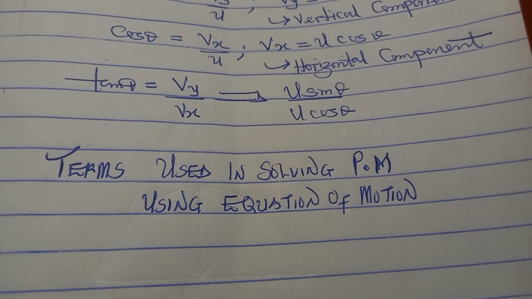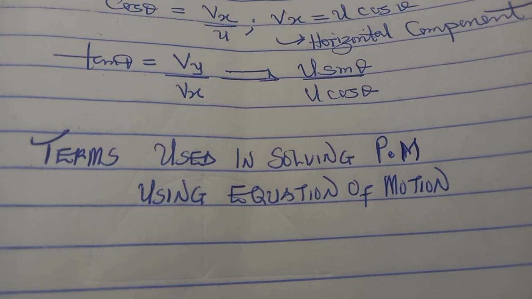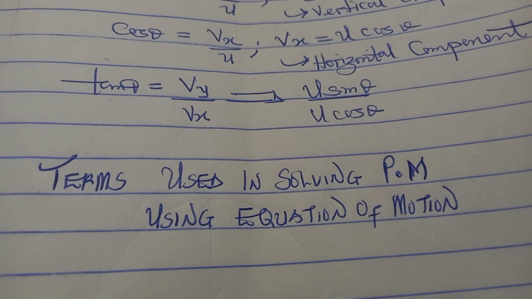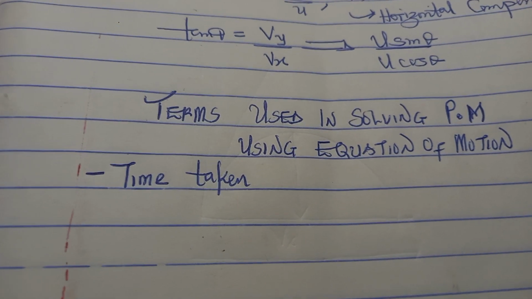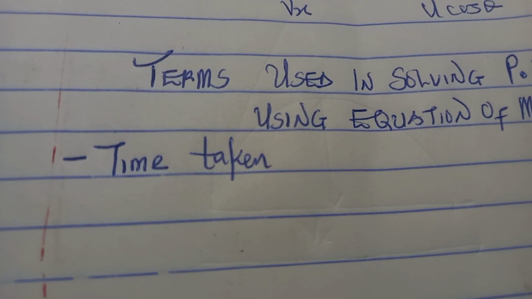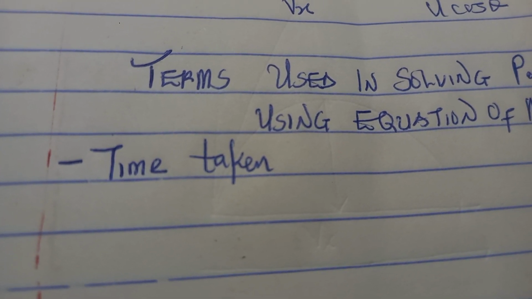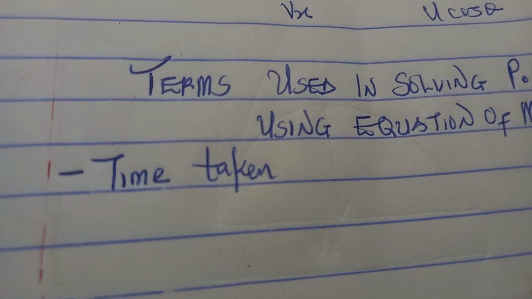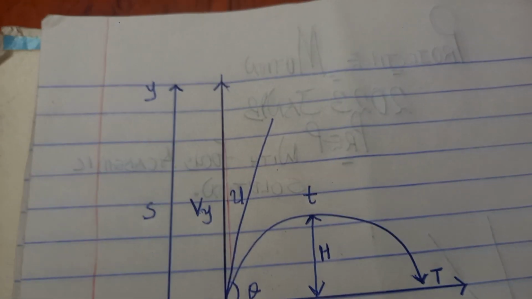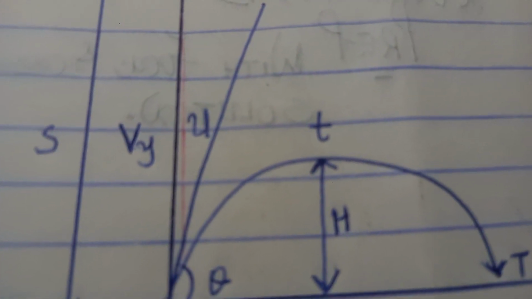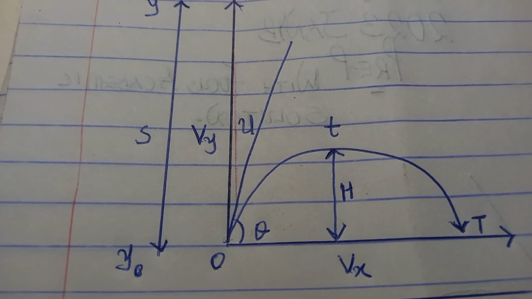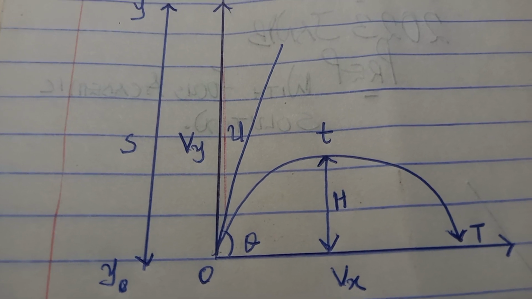So let's talk about terms used in solving projectile motion using the equations of motion. We'll be talking about the four terms used in solving projectile motion. The first one is the time taken. So what's the time taken? Time taken is the time required for a projectile to reach its maximum height. So we can see that from this diagram. So the time taken is the thing we are saying here. So the maximum height the object was projected to get to, that's what we mean by the time taken.